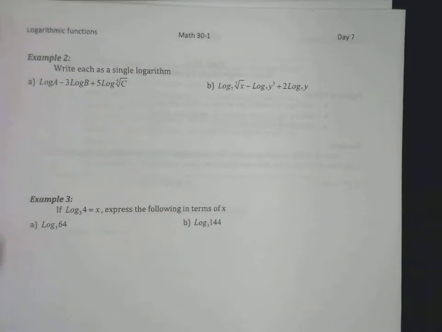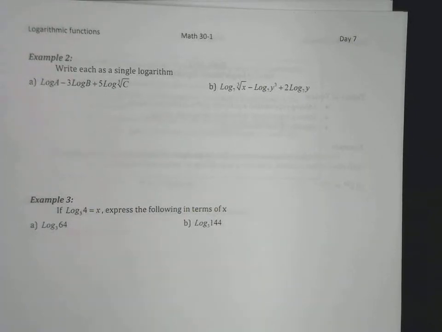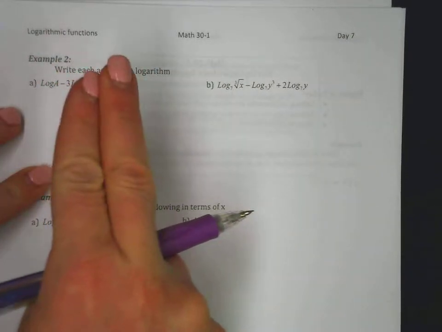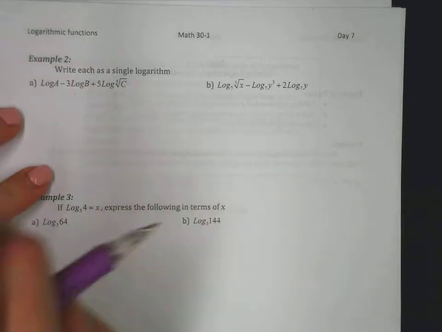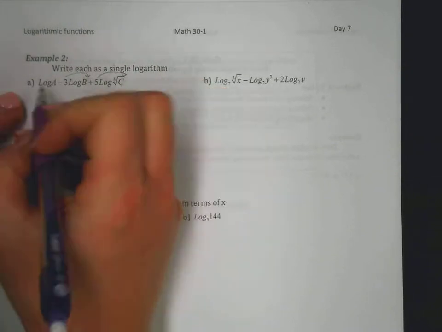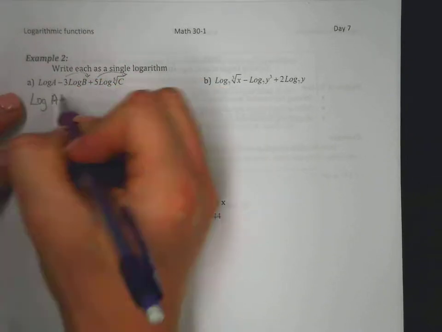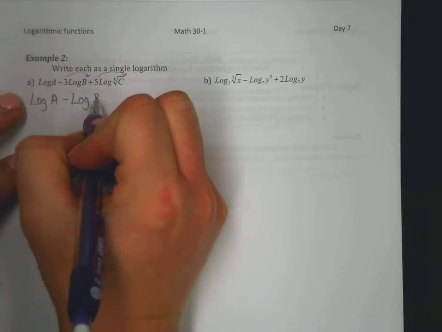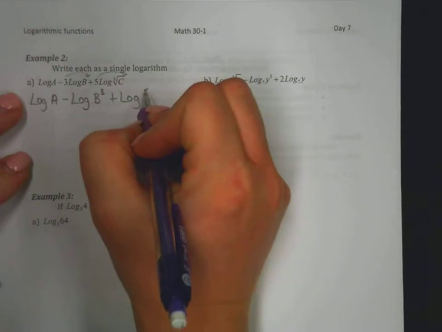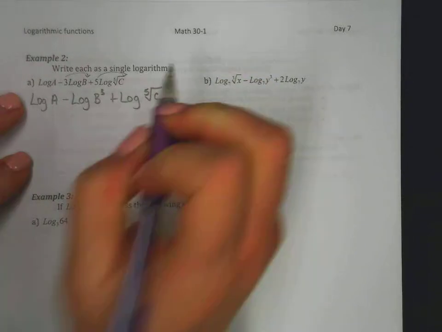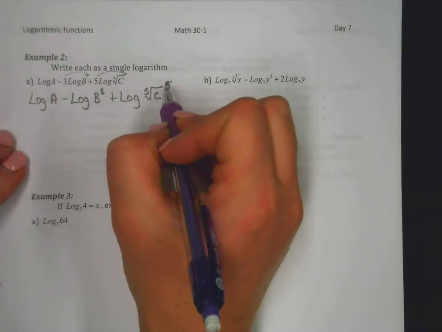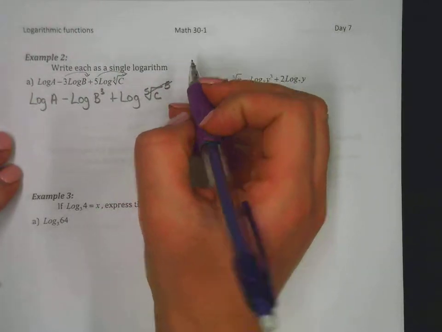Similar to example 2, write each as a single logarithm. If I want to write these as a single logarithm, I need to combine all 3 of these logs into 1. If you notice, there is no base written, so that tells me I'm working in base 10. Again, you always want to apply your power law first. So this becomes log A minus log B cubed plus log of the 5th root of C to the power of 5. Well, technically the 5th root and the power of 5 are just going to cancel each other out and we end up with a C value.